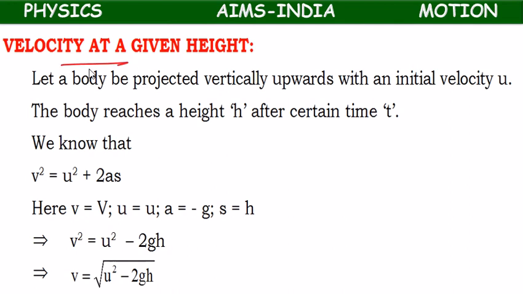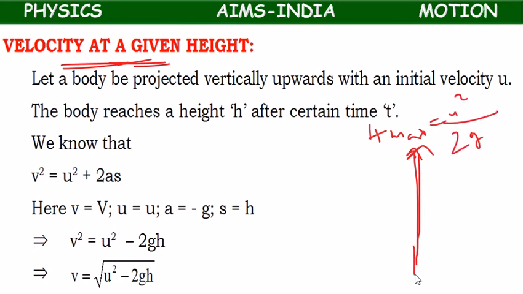Next step. Velocity at a given height means we have projected the body, and it is going somewhere. Maximum height we know, h max, equal to u square by 2g. But we want to find the height at a certain point. If we have to find the time at a certain height, what is the procedure?